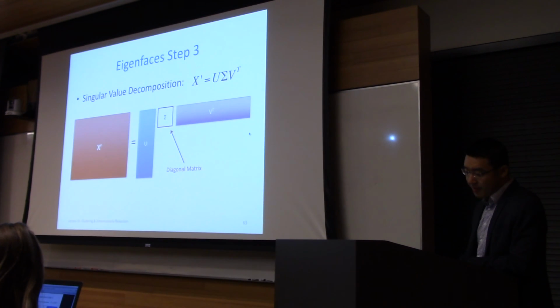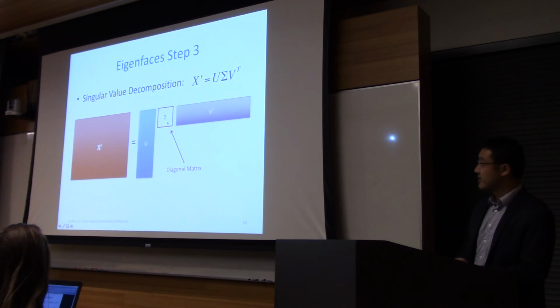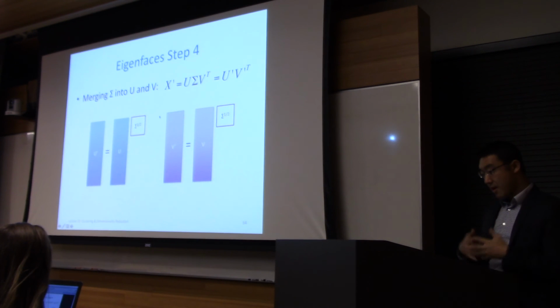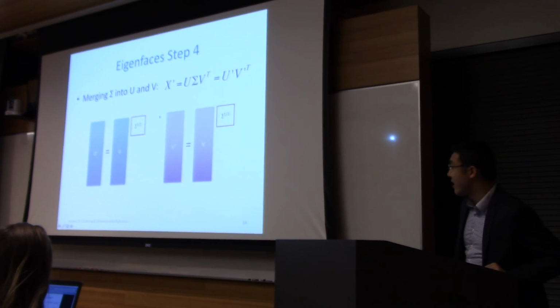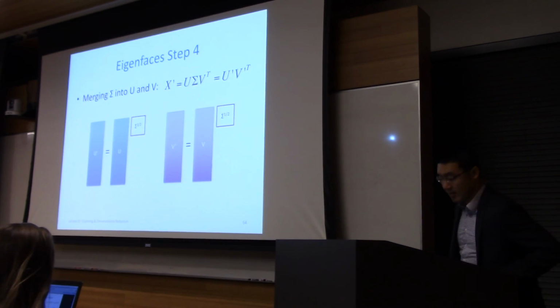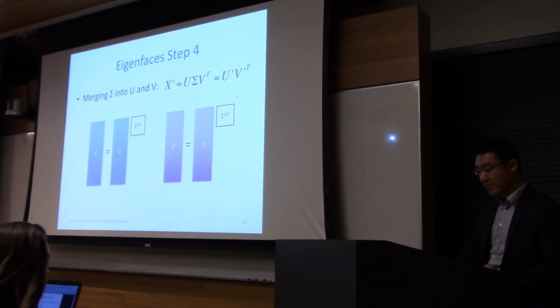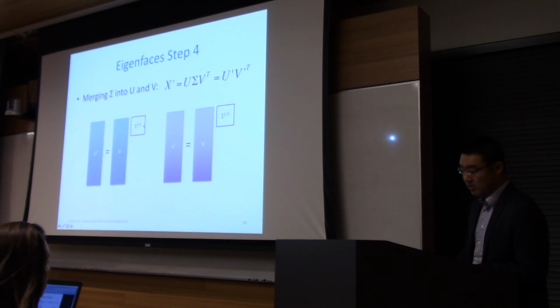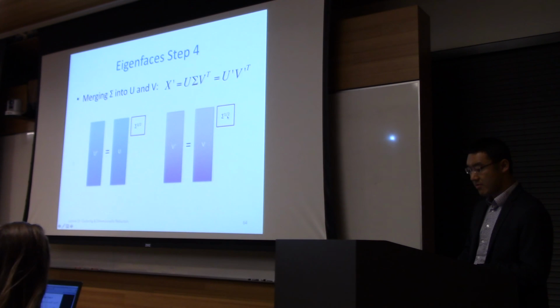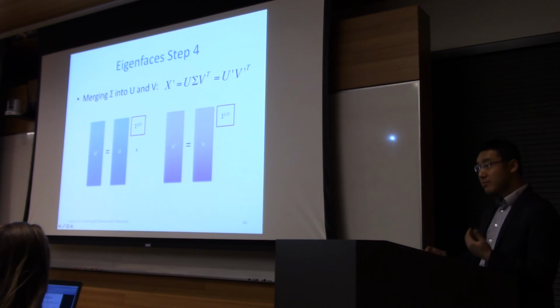One thing you have to be a little bit careful about is how to deal with this diagonal matrix sigma. To create that data set that I just showed you, I split it up multiplicatively, so you get the square root of sigma and the square root of sigma. I put 1/2 into V, 1/2 into U.